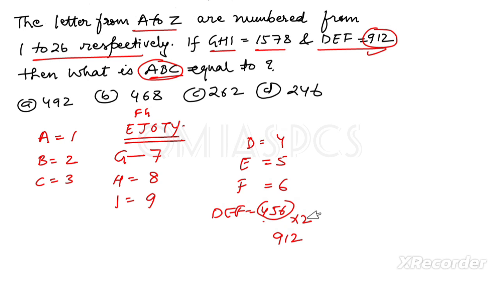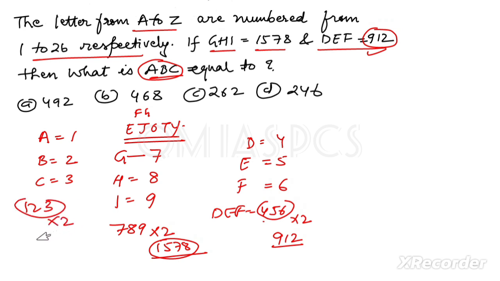Okay, then only you can understand whether you have to multiply by 2 or multiply by 3 or divide by 2. Like this you have to understand. So it will be 912. Here it is 7, 8, 9, so it will be multiplied by 2. So it will be 1578. Okay, similarly here it is 1, 2, 3. So multiplied by 2, it is 246. So the answer will be option D, 246.